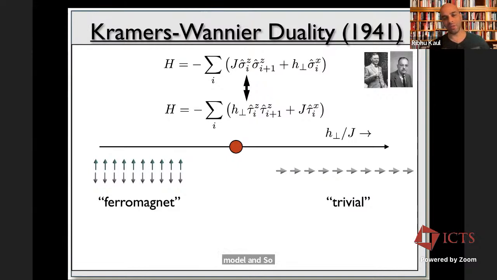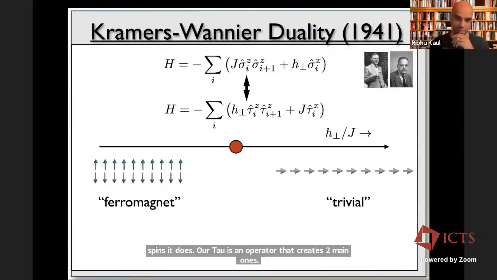And there's a very nice physical interpretation. Sigma, of course, is just the operator that creates spin, like we know. You write your Ising model in terms of spins. It turns out tau is an operator that creates domain walls. Okay, so this is a very beautiful thing.